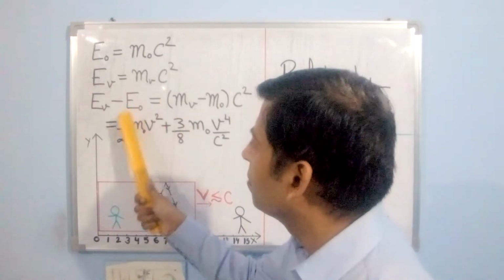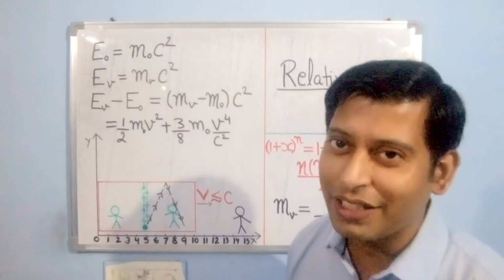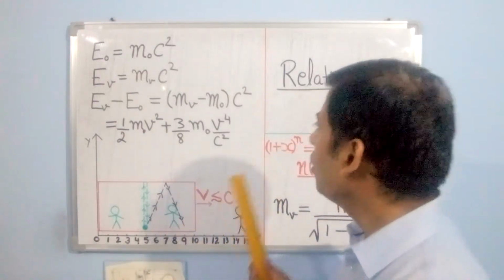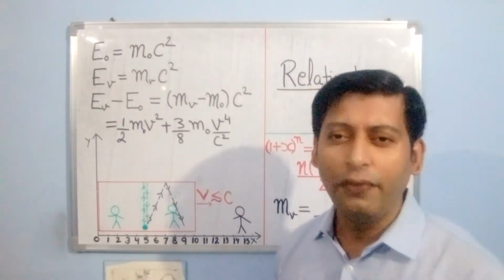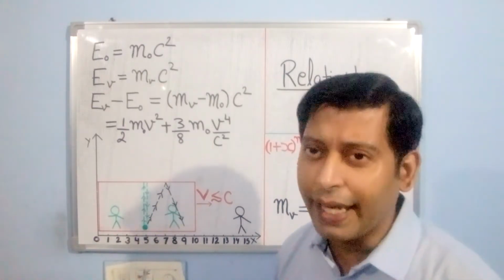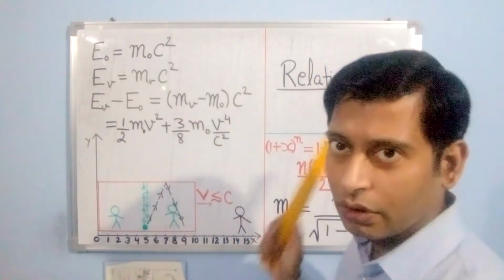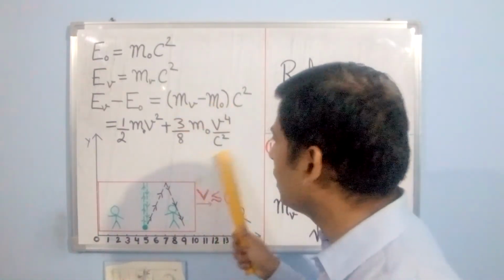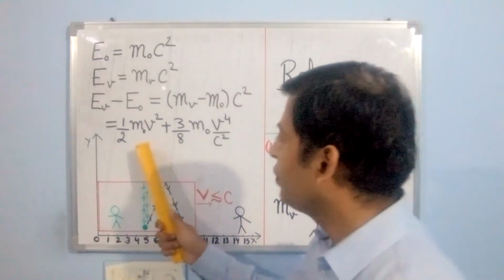You can see this term. This is half m naught v square. Our kinetic energy is half mv square. Let's understand how we are getting that. If the speed of a train is very less in comparison to the speed of light, then what happens is this term and further terms, going to infinite terms, including this one, become almost zero, right? So we are left with this.